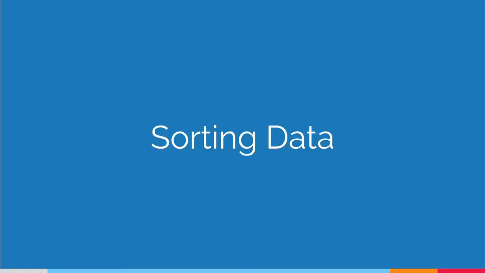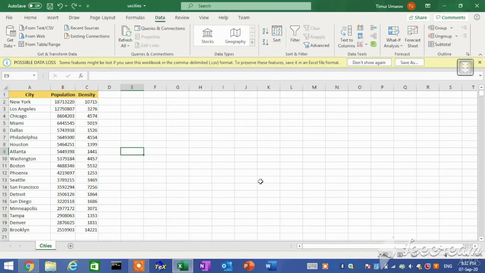Sorting data. Sorting makes it easier to read or analyze the data in a worksheet. When you sort data, you rearrange the rows based on the contents of a particular column or a set of columns. Rows with duplicate data in the sort column remain in their original order. Rows with blank cells in the sort column are placed last in the sorted list.